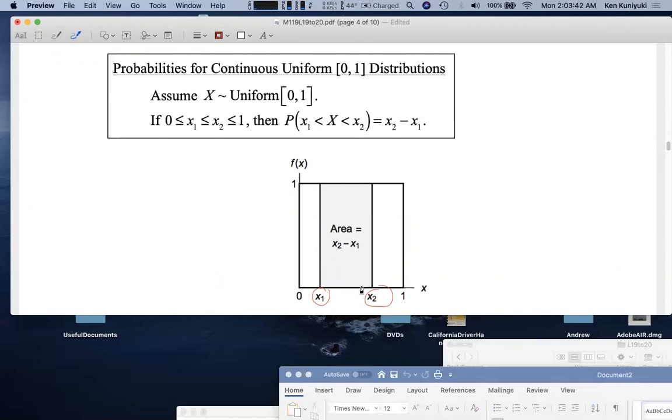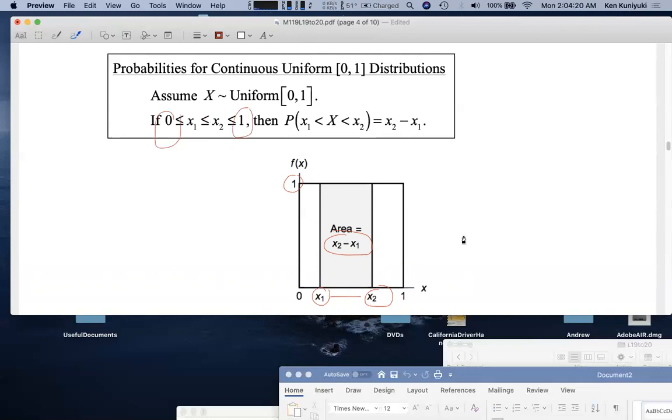Well, again, the area of a rectangle is given by base times height. The height is 1, which means that the area is given by just the width, or the base here, which is x sub 2 minus x sub 1, the width of this subinterval over here. So the probability that this random variable is between x sub 1 and x sub 2, I'm assuming that x1 is no more than x2, is going to be the larger value minus the smaller value. And of course, both these values have to be between 0 and 1.